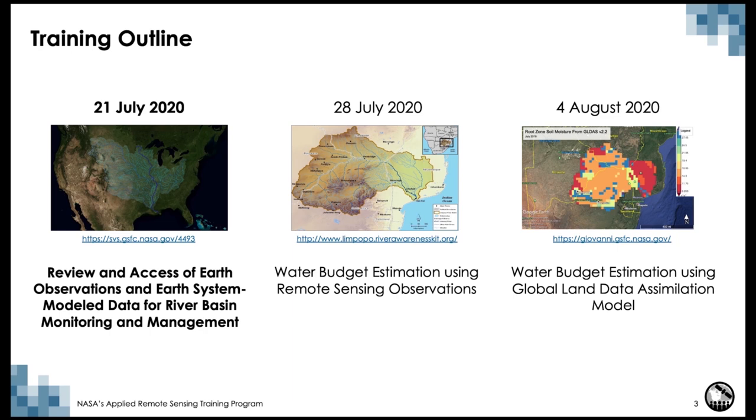So the next session will be for water budget estimation using remote sensing observations. So can we use various satellite observations and estimate water budget? And then the last session will be to do the same using a global land data assimilation model version. So this is the overall outline.